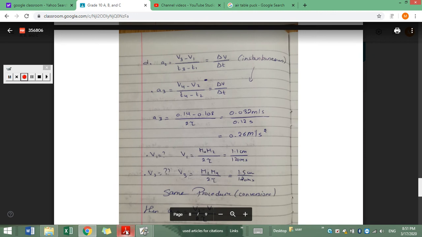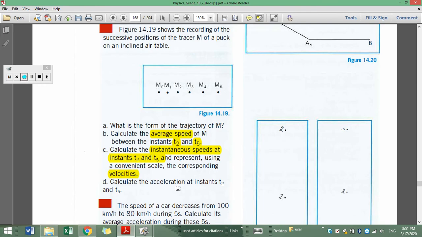For part D, calculate the acceleration at instants T2 and T5. Again, when I say acceleration at an instant, I mean instantaneous acceleration. By definition, what does acceleration describe? Acceleration describes the variation of the speed as a function of time.